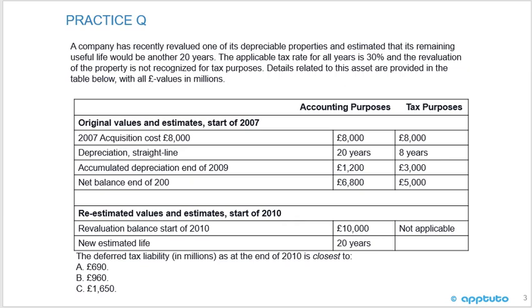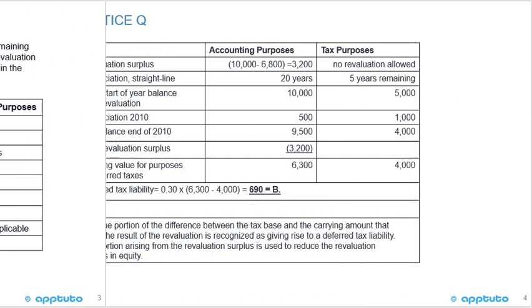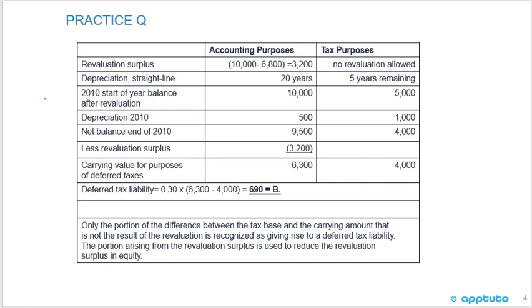Cumulated depreciation at the end of 2009, therefore tax purpose is going to be higher at 3,000 versus the 1,200 for accounting purposes. And then there's re-estimated values and estimates at the start of 2010. So the revaluation balance at the start of 2010, accounting purposes 10,000, and tax purposes it's not applicable. And the new estimated life is 20 years. So the deferred tax liability in millions at the end of 2010 is closest to A, 690, B, 960, or C, 1,650. Okay, this one's a little bit of a tricky one, but not too bad.